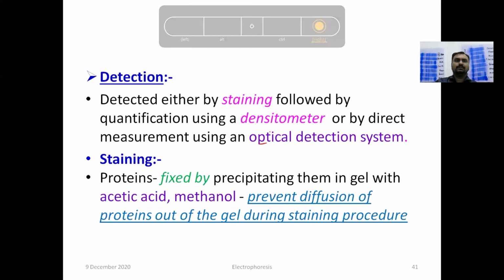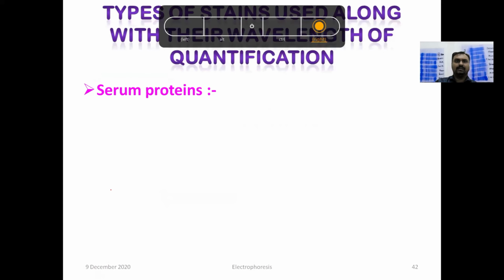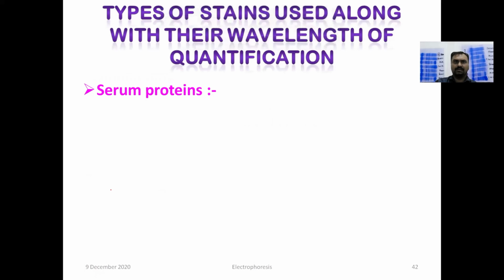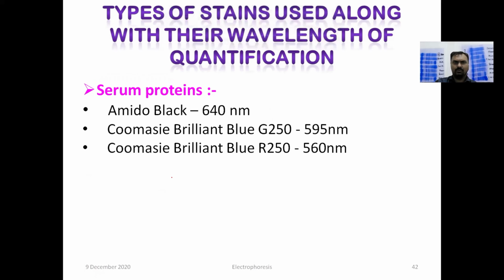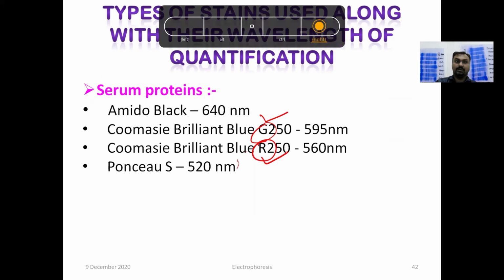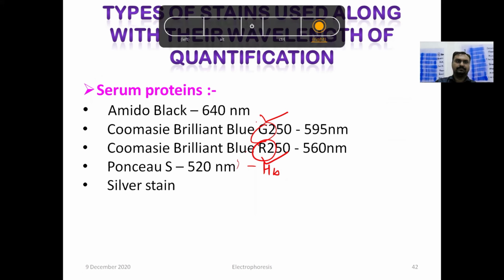Okay, so for the staining, before staining, we fix the agarose gel with acetic acid and methanol, and then we use different types of stain. For serum protein, we use amido black and Coomassie blue, which has 2 types, G and R. G has a green tinge and R has a red tinge. Then Ponceau S is mainly for hemoglobin. Amido black is mainly for proteins.